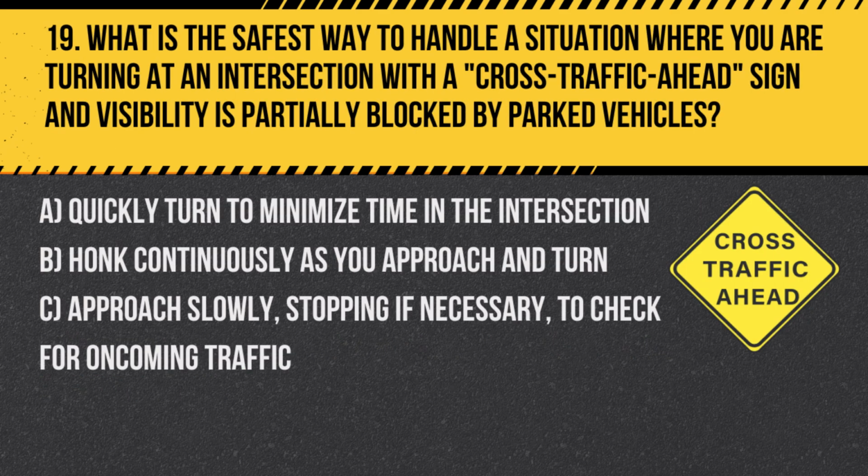Question 19. What is the safest way to handle a situation where you are turning at an intersection with a cross-traffic ahead sign and visibility is partially blocked by parked vehicles? A. Quickly turn to minimize time in the intersection. B. Honk continuously as you approach and turn. C. Approach slowly, stopping if necessary, to check for oncoming traffic.